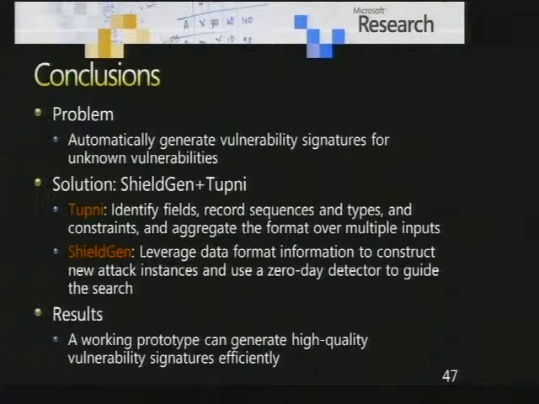And we have a working prototype based on Tupni and ShieldGen. At the end, we can use the working prototype to generate a high-quality vulnerability signature efficiently. Thank you very much. This is the end of my talk. Please, if you have any questions.